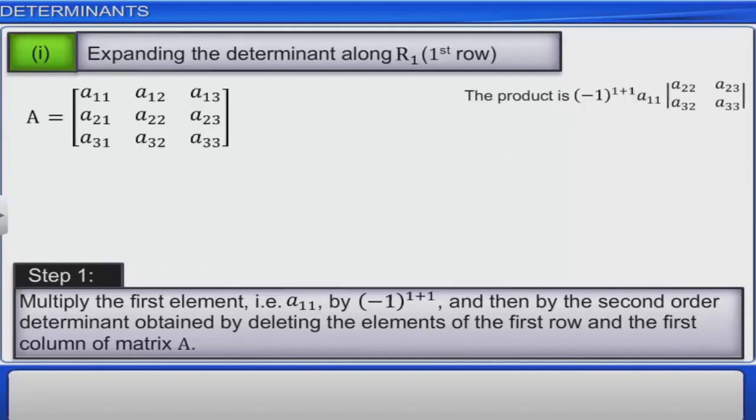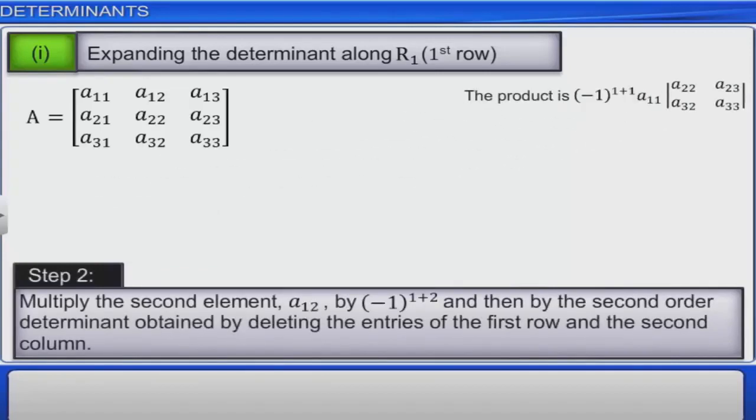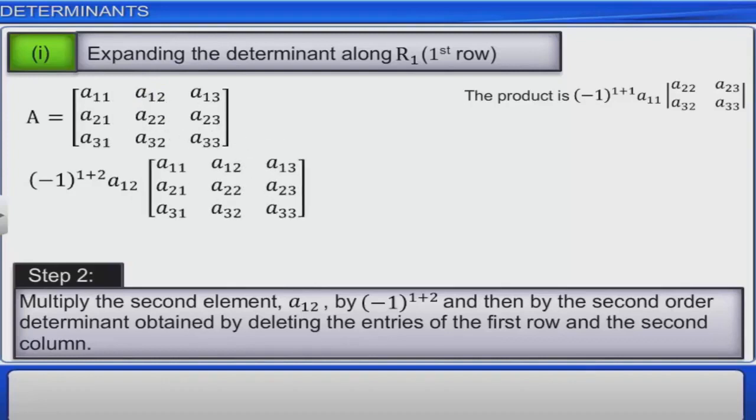In step 2, we multiply the second element A12 of the first row by minus 1 raised to the power of 1 plus 2, where 1 plus 2 is the sum of the suffixes of A12. And then, by the second order determinant obtained by deleting the elements of the first row and the second column of matrix A. This is because A12 is an entry in the first row and the second column. The product is as shown.